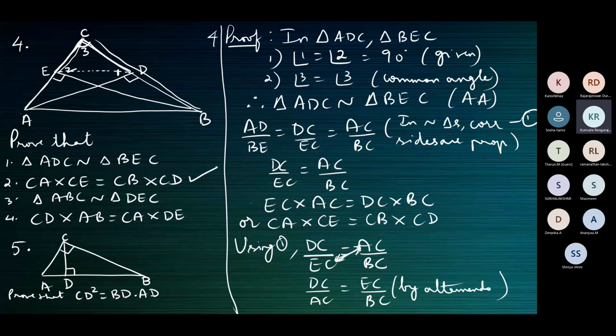Now what is important is, since you have CD square, you must take two triangles that have CD as a common side. Only then you will get this result. Whenever you have CD square, AB square, AC square, you have to take two triangles that have that side as a common side. If it is AB square, take two triangles that have AB as a common side. If it is BC square, take two triangles that have BC as a common side. Those two triangles you'll have to prove are similar, then proportion, cross multiply, and you will get the result.